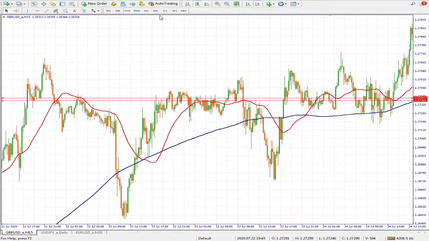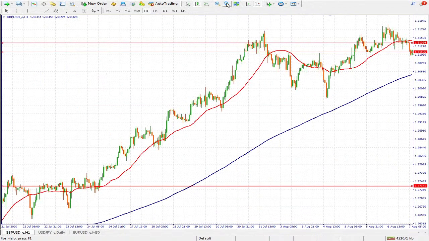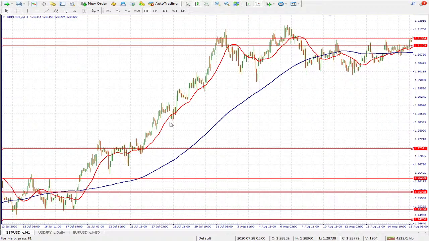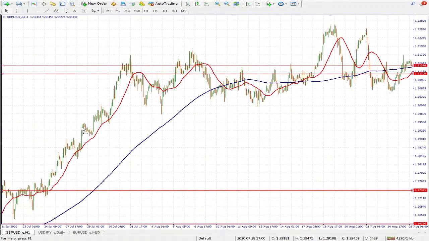So this is good when you're doing 1 hour and above, and when you're trading exotic pairs. If there's a cross between the red one and the blue line, I mean the one which stands for the 200 period, you pick a buy. If the red one crosses below the blue one, you pick a sell.